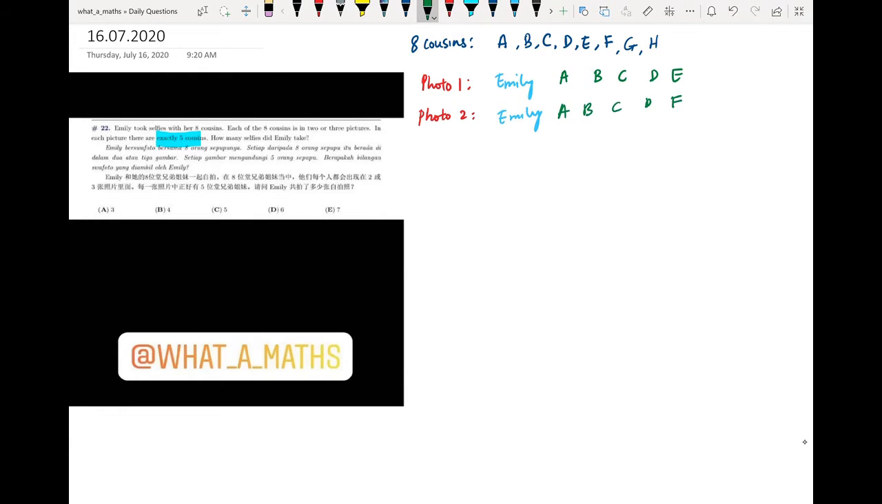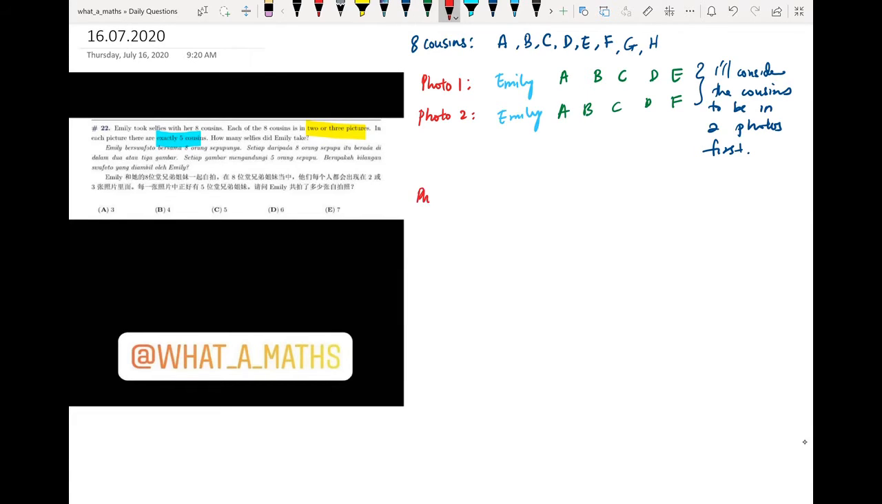So the condition here is that each of these 8 cousins is in 2 or 3 pictures. So now first of all, I'll consider the cousins to be in 2 photos first. So that's it for photo 1 and photo 2.